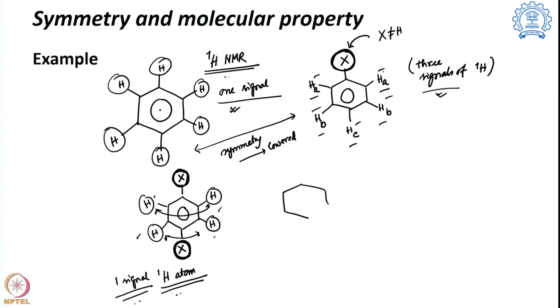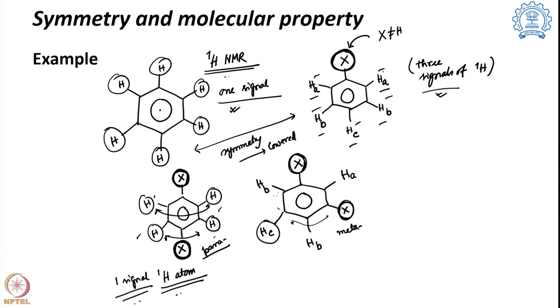Now, say I am taking these 2 X but putting them not in the para position like this, how about I put them in the meta position. Over there, how many hydrogen signals are we going to get? Obviously the first one would be this one, which is ortho to both the X groups, so that will be different. This one will be the other one, HB, which is para to one of the X and ortho to the other. And this one, HC, is also unique because this is meta position to both the X's. So over here we are also getting three signals, and you can say this molecule has a different, lower symmetry compared to the previous one, and as we change the symmetry, we are changing the number of proton signals also.